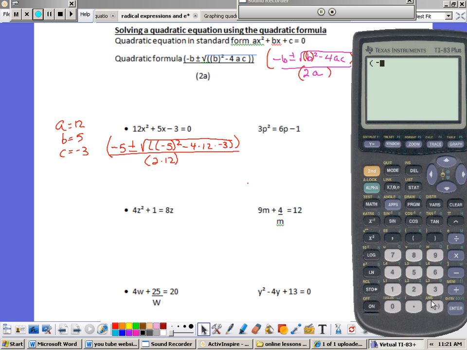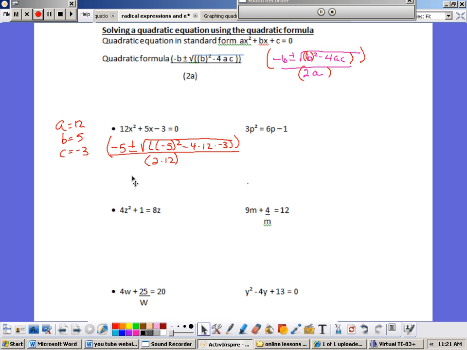So I have parentheses, negative 5 plus. When it says plus or minus, you do plus the first time, minus the second time, or the opposite. The square root. Now, I open one parenthesis, so I only need one more. Negative 5 squared minus 4 times 12 times negative 3, parentheses, parentheses, divided by parentheses, 2 times 12. Now, I got a decimal there. On a graphing calculator, you hit math, fraction, and it comes up that x is 1/3.